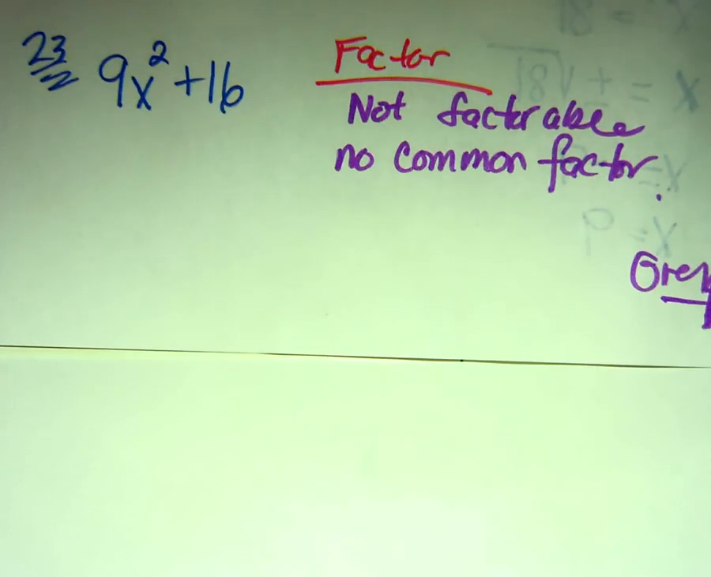Now here's what I meant by not being factorable. You got 9x squared plus 16. Well, both of those numbers are perfect squares. Here's what I mean by perfect squares. 3 times 3 gives you 9. 4 times 4 gives you 16. But 3 is not a factor of 16, nor is 4 a factor of 9. So this is not factorable. You can't even factor out an x because this one does not have an x. Now that does not apply to all of them. Just for this particular example, it is not factorable because you do not have a common factor.